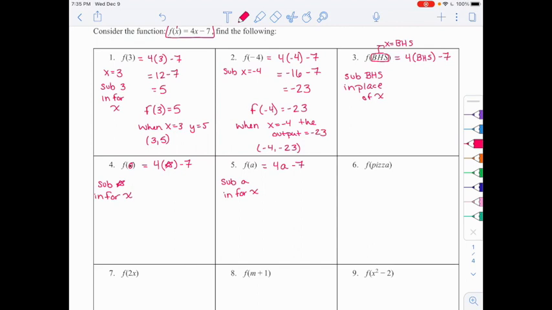Here they're asking me to sub in pizza. So I'm going to have 4 times pizza minus 7.